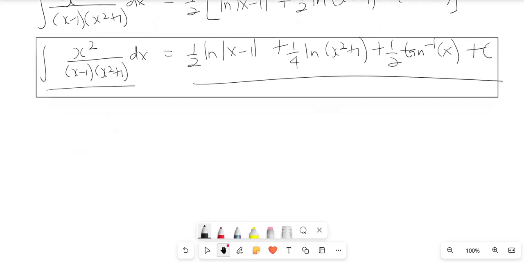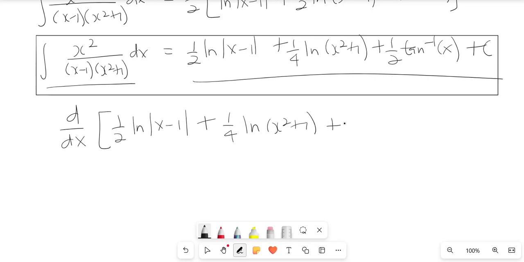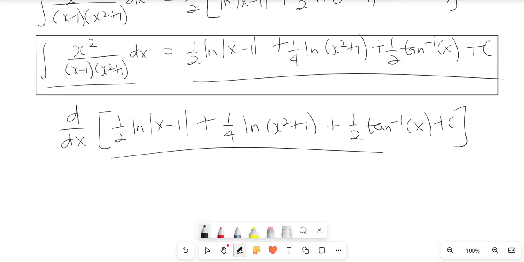So we can verify that. If you want to verify that that is the answer, you can differentiate our answer. If you differentiate this, we are getting back our original expression, x squared over x minus 1 times x squared plus 1.